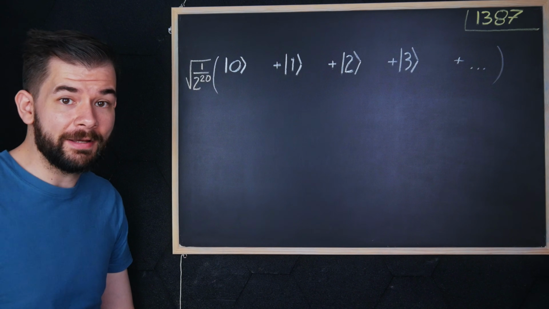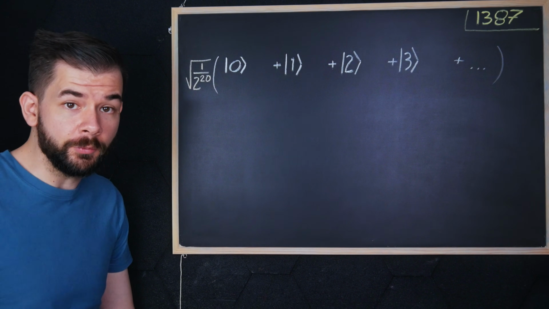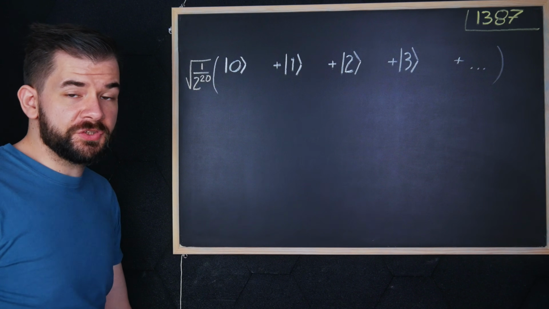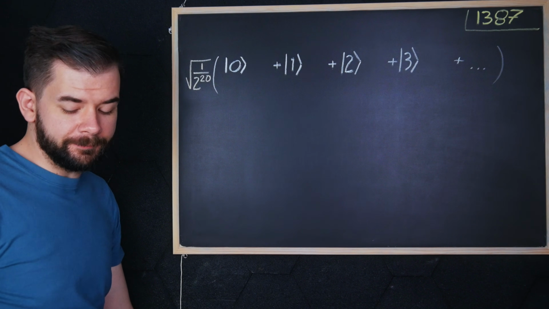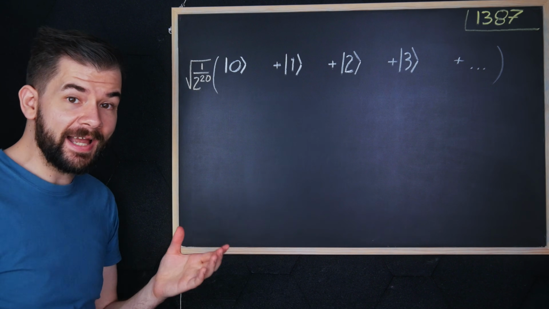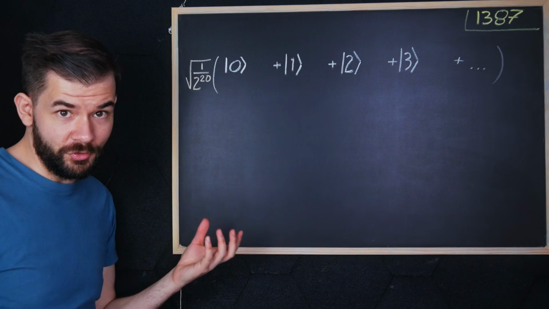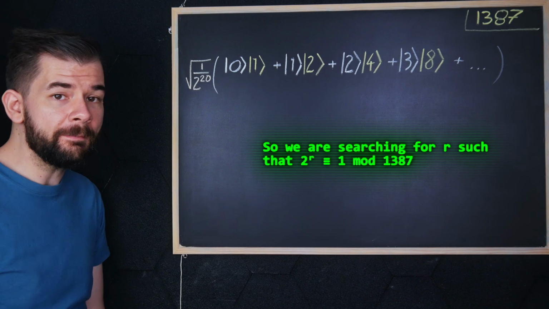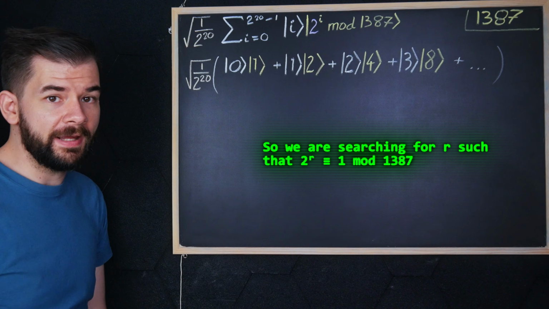So that means they all have a coefficient of the square root of 1 over 2 to the power of 20. And since that's the coefficient of all of them, I'll just factor that out. Now these will be our input qubits, and like we did earlier, we'll entangle these with some output qubits. This will be the output of doing 2 to the power of the input modulo 1387.